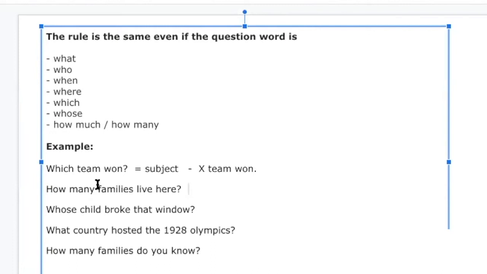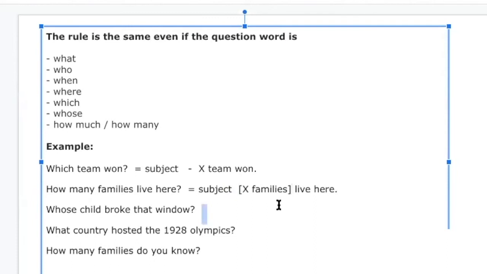Very good. How many families live here? Is this an object or subject question? Subject. How do you know that here? I can answer by number. X families live here. Great. All families live here, for example. X families live here. So this is the thing that's doing the verb, right?